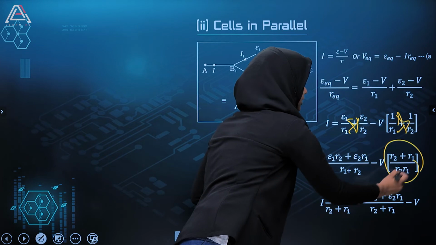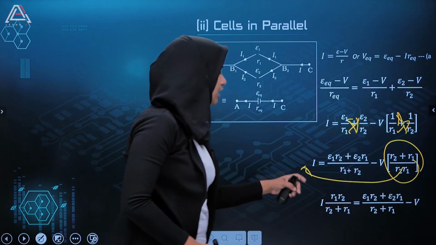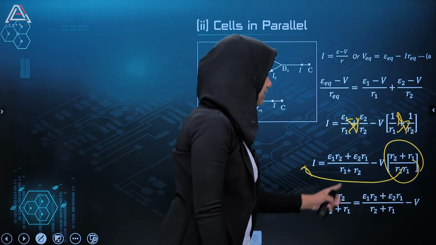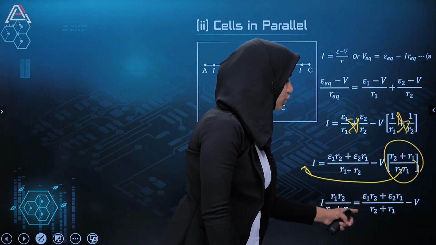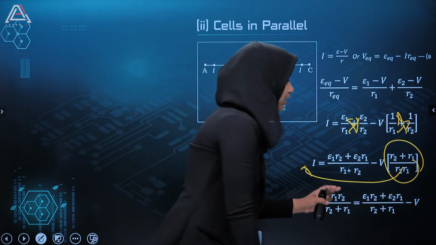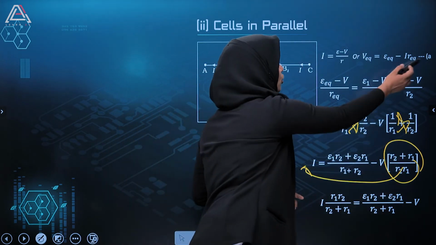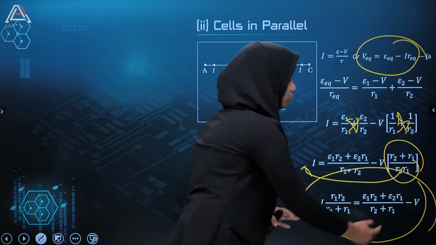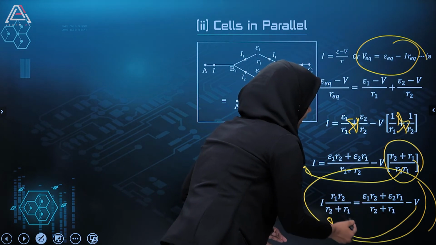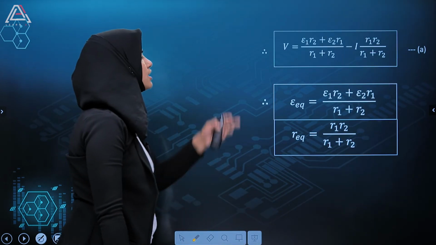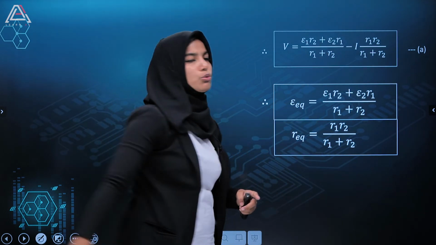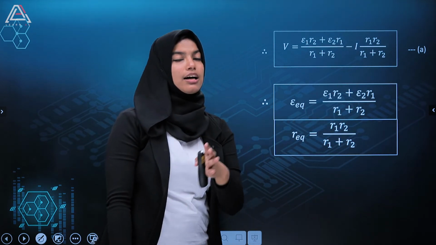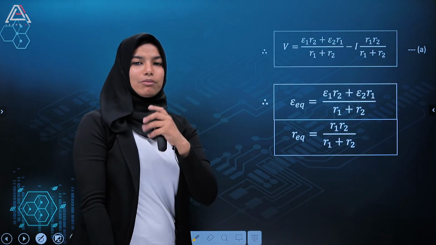Now this term is taken over here, so it becomes a reciprocal. So I into R1 R2 by (R2 plus R1) is equal to (E1 R2 plus E2 R1) divided by (R2 plus R1) minus V. Now I want to equate it with respect to this. So comparing these two equations, I should take V over here and this term over here. So I get V is equal to (E1 R2 plus E2 R1) divided by (R1 plus R2) minus I into R1 R2 divided by (R1 plus R2).